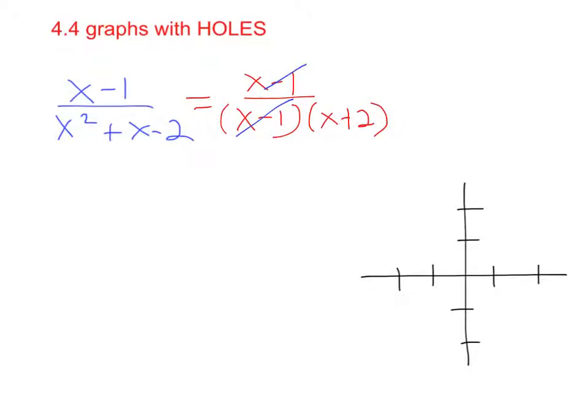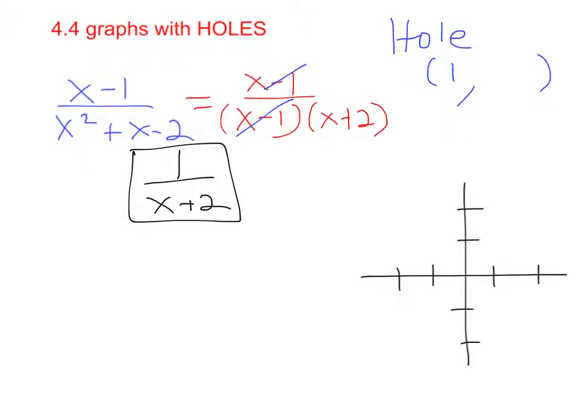So if the factors cancel, all we do is say that whatever value I would put into that factor is going to be the x value of my hole. So I'm going to have a hole at the value 1, and I have to find my y value. The rest of our graph is all going to come from the simplified graph, which is just 1 over x plus 2. So it's still a rational expression. Make sure you put that 1 in the numerator here. Don't just do x plus 2. So it's 1 over x plus 2 that is left.